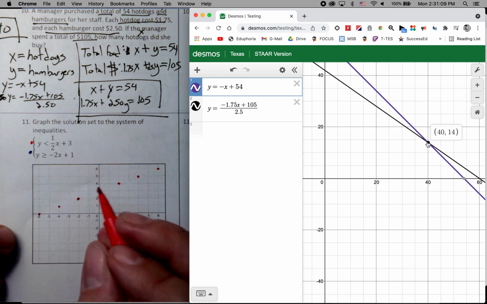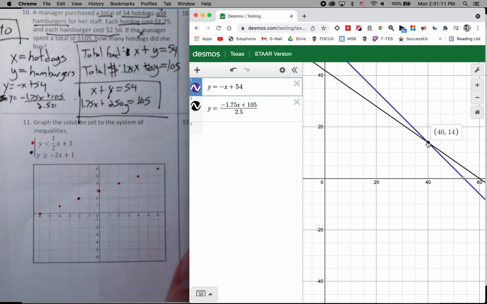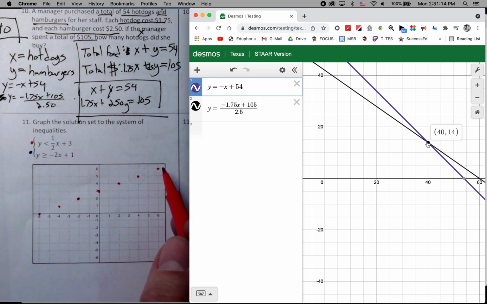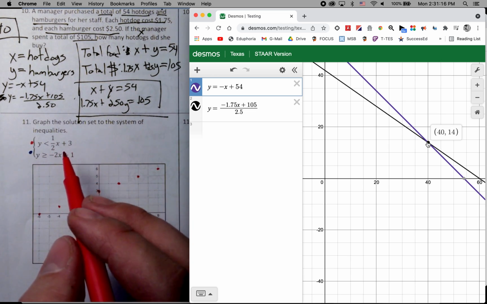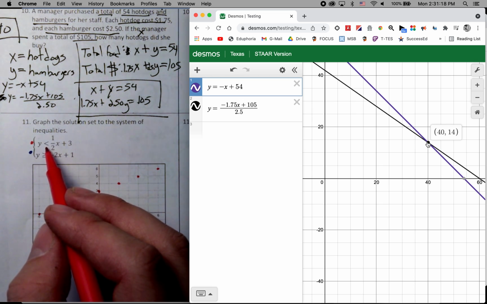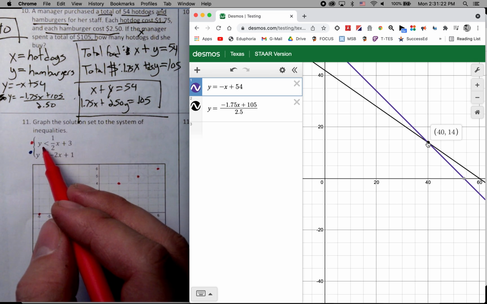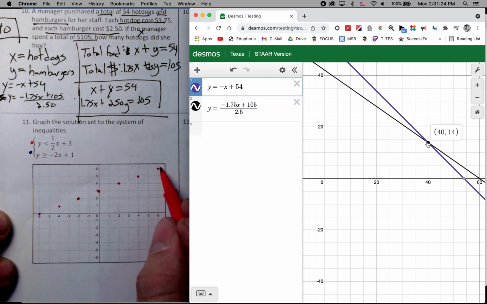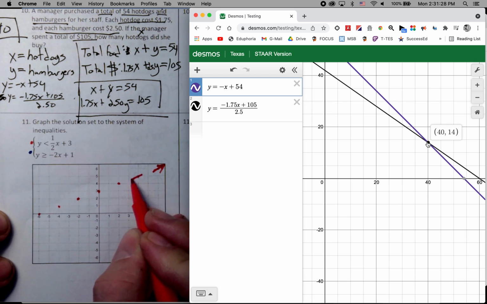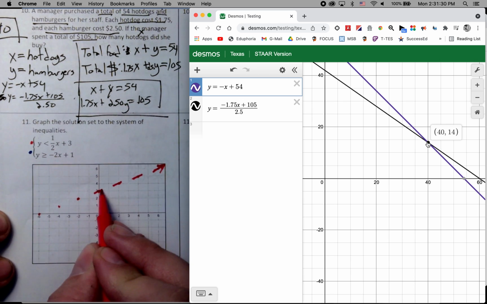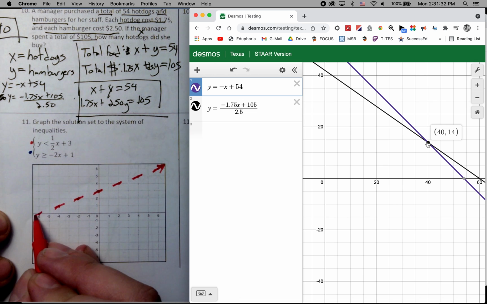Okay? And then I need to figure out if I need to connect the dots with a solid or dotted line. Well, if there's a line under the sign, I draw a solid line. If there's not, we simply dot. There's no line under the sign, so I'm going to draw a dotted or dashed line. There we go.